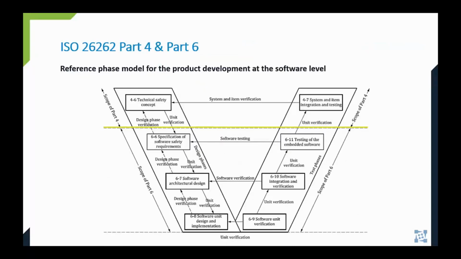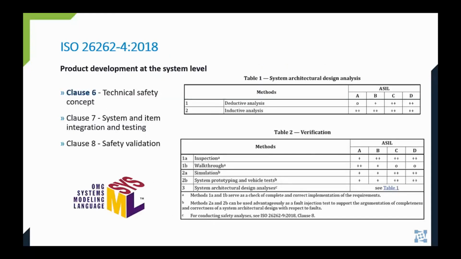Now going to get into more detail regarding the different methods recommended for the verification of product development in ISO 26262. As I mentioned earlier, Part 4 addresses development and verification at the system level. Part 6 addresses the development and verification of the design and implementation phases. Within Part 4, you have clauses 6, 7, and 8. Clause 6 focuses on incorporating safety in development, Clause 7 on integration and testing, and Clause 8 on validation, all at the same phase of development.